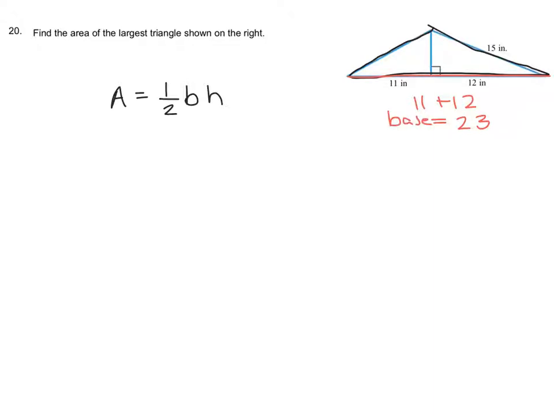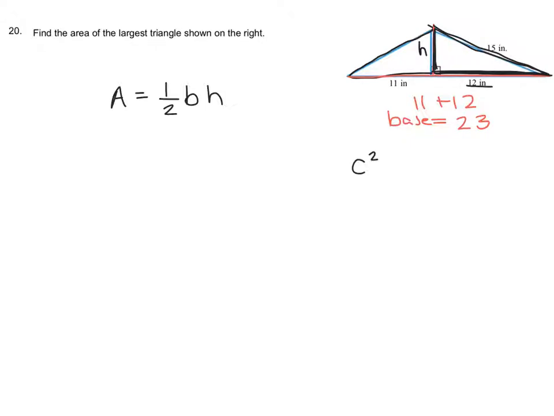Now I want to find the height. And the height is this line right here. And we don't have a value for the height. So we're going to have to use Pythagorean theorem in order to find the height. We'll use Pythagorean theorem because if you examine this triangle here, we have a right triangle, and we know the base of that triangle is 12, and we know the hypotenuse of that triangle is 15, and we want to find the length of one of the legs of the triangle, which will be our height.